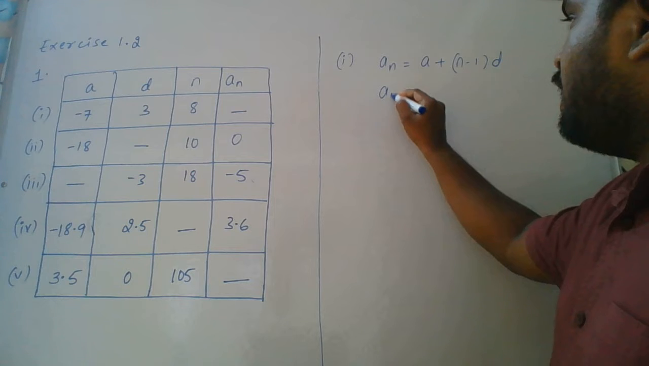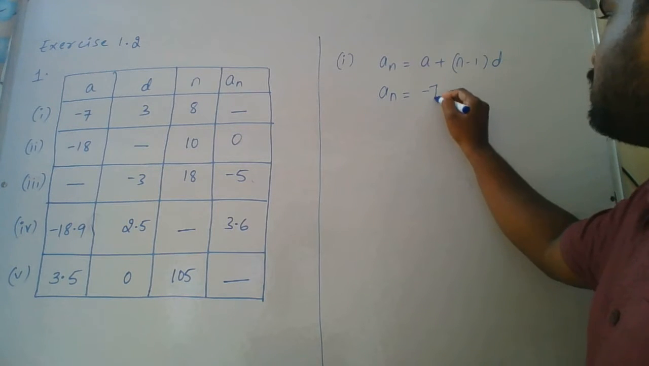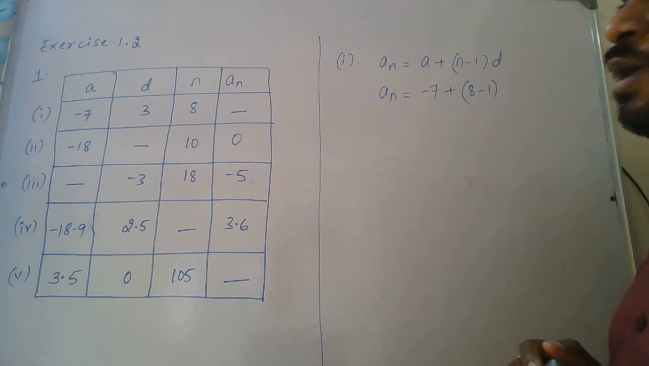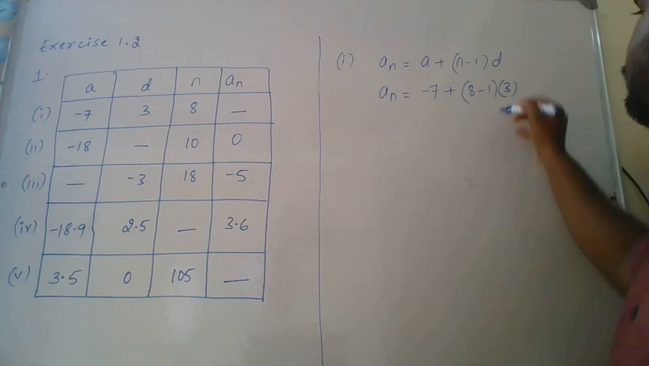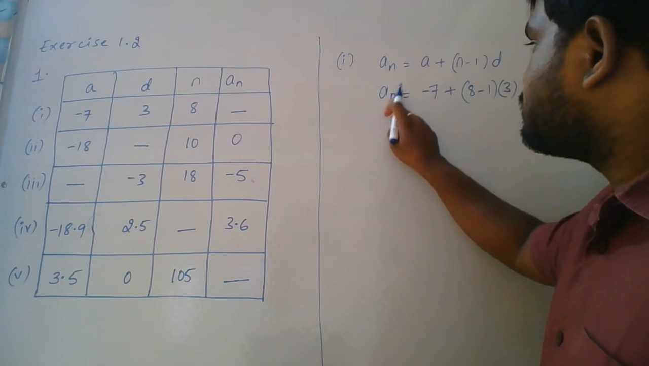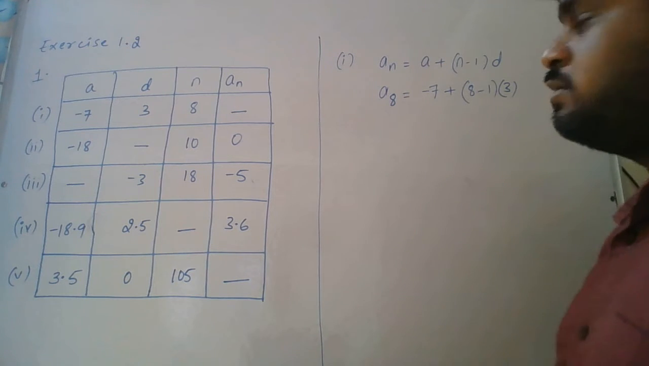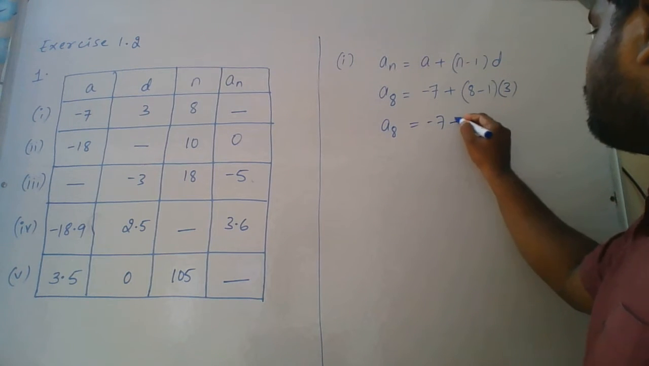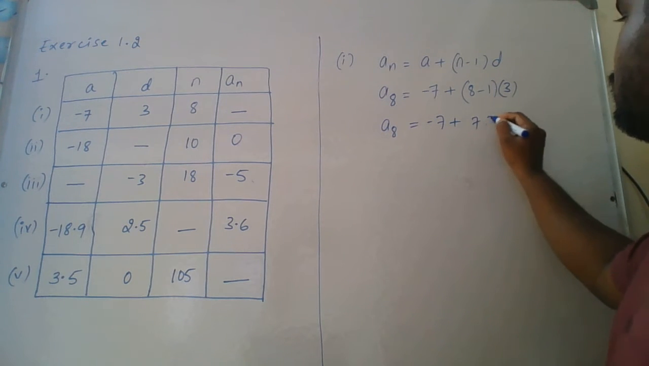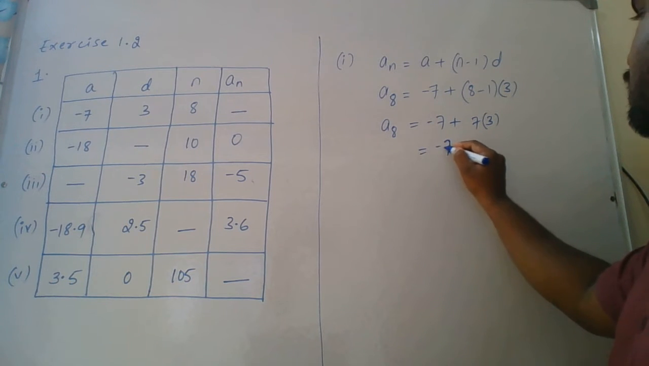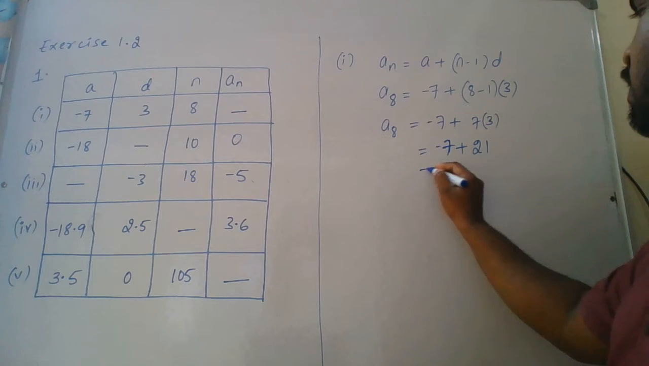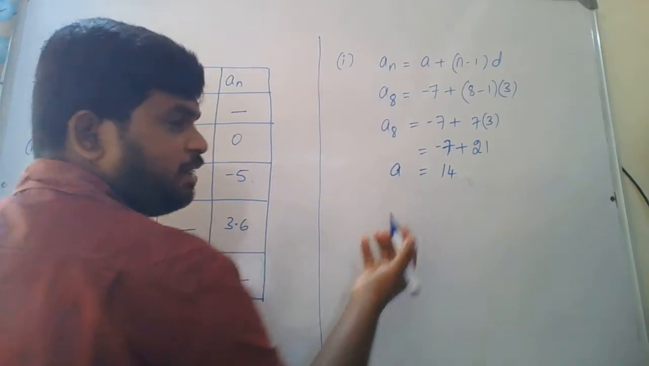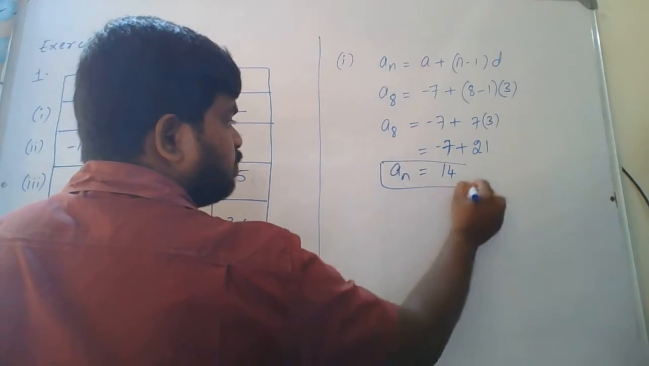So we have to find the value of AN. A is given as -7, plus N is 8, so 8 minus 1, into D, whose value is 3. Since N is given as 8, you can substitute the value of N here as 8. So -7 plus (8 minus 1) is 7, into 3. So -7 plus 7 threes are 21. So -7 plus 21 gives you 14. Therefore A8, or AN, in this case is 14.